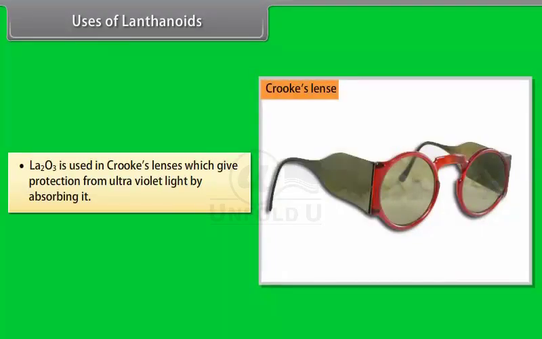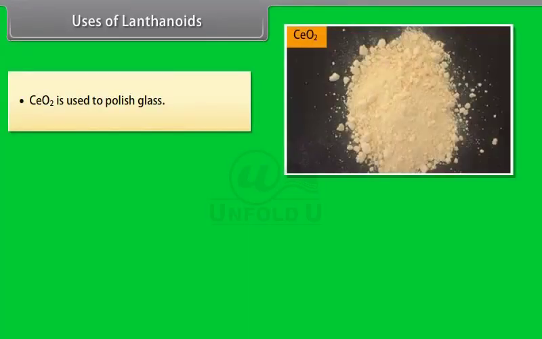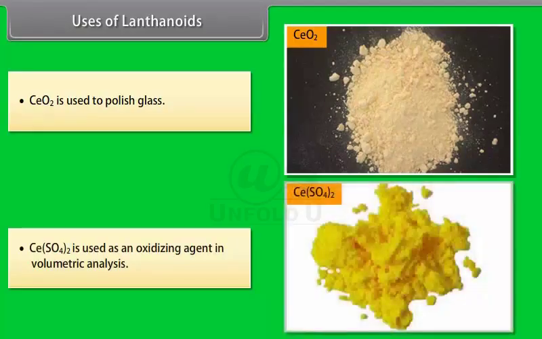La2O3 is used in Crookes lenses, which give protection from ultraviolet light by absorbing it. CeO2 is used to polish glass. Ce(SO4)2 is used as an oxidizing agent in volumetric analysis.